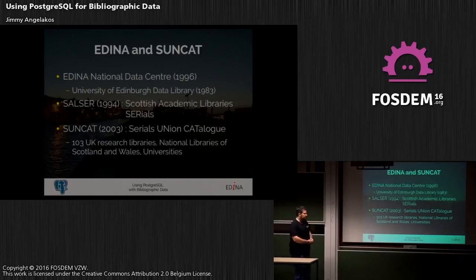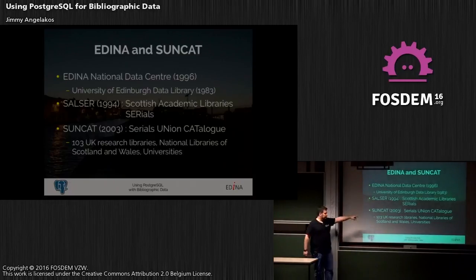equivalent thing for serials. So I work at the University of Edinburgh at a department called EDINA, which is a national data center for the UK, and it started being one in 1996. We just celebrated EDINA's 20th anniversary, and this department started as the University of Edinburgh Data Library in 1983. And one of their first relevant projects was SAUCER in 1994, which was a web interface to actually search through the serials of the Scottish academic libraries, university libraries for publications.